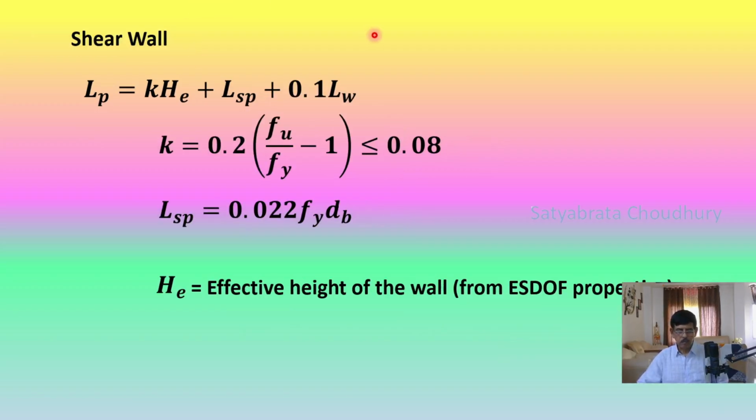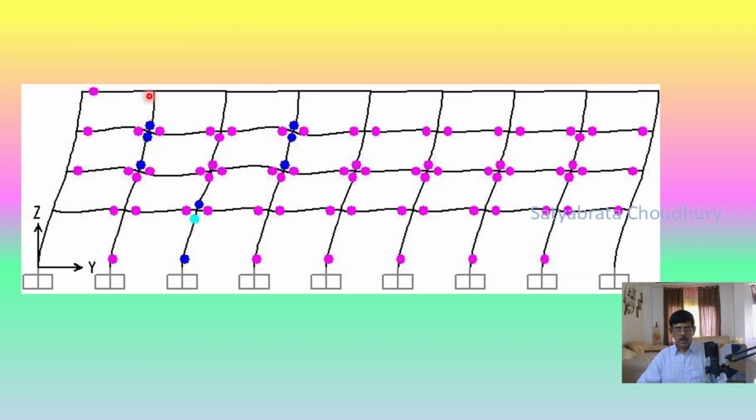Plastic hinge length for a shear wall is given by this formula: LP equals K H_E plus LSP plus 0.1 LW. LW is the length of the shear wall, the horizontal length, and H is the effective height of the shear wall. Now, plastic hinge length in a building after you model it can appear like this. These are all lumped plasticity at a single point in the beam and column. The building shown here is not healthy because a lot of hinges are formed in the columns, which should not form.